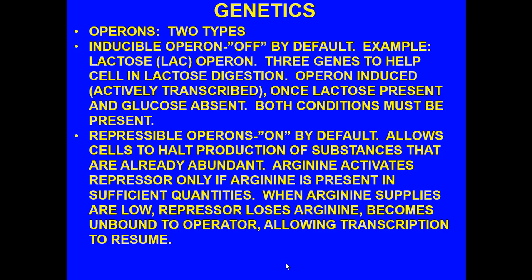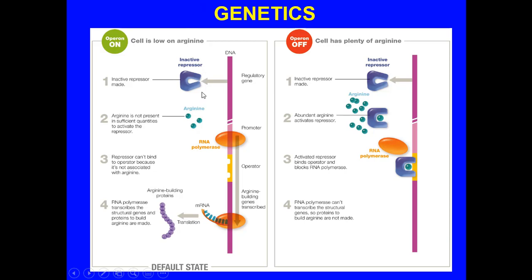When arginine supplies are low, the repressor loses arginine, becomes unbound to the operator and allows transcription to resume. Here you see the cell is low on arginine, so you have an inactive repressor. It's not here anymore. So now you have a situation where the arginine-building genes are transcribed. The RNA polymerase will bind to its promoter and then buzz right past the operator.